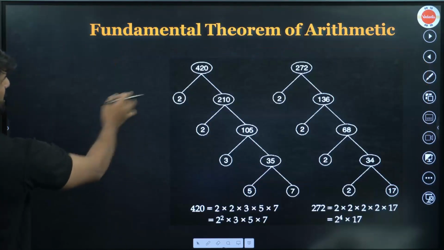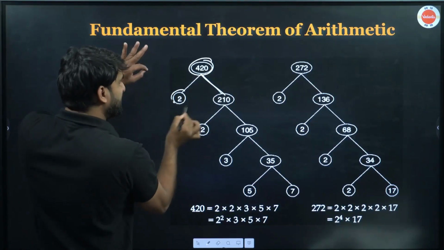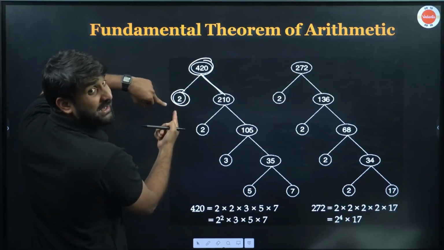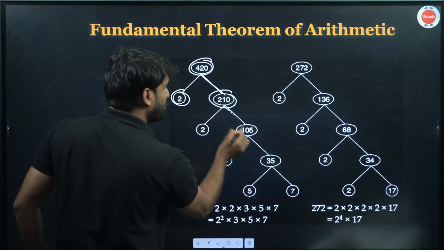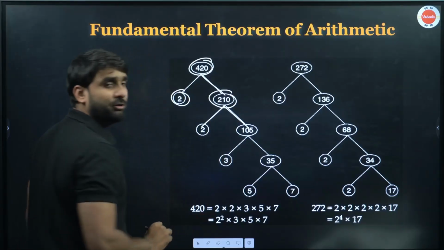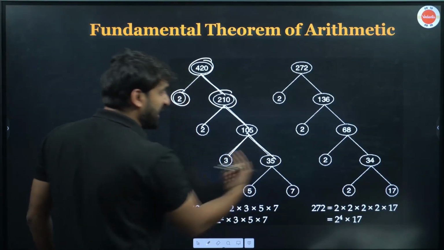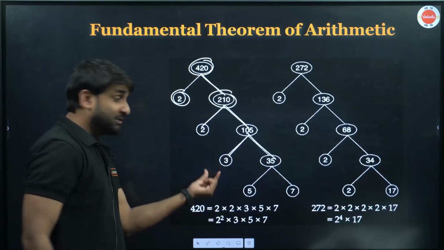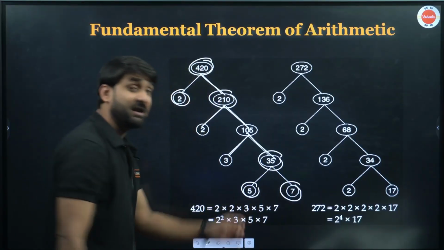Listen. Look here. 420 can be written as 2 into 210. So 2 has become a prime value, and we cannot do anything with it. Now the expansion of 210 will take place. 210 can be written as 105 into 2. Again 2 is a prime number. Now 105 can be expanded as 35 into 3. So 3 is now a prime number. Now 35 can be written as 5 into 7.